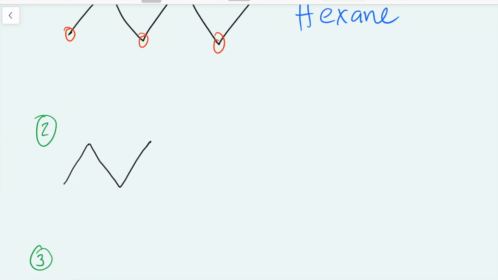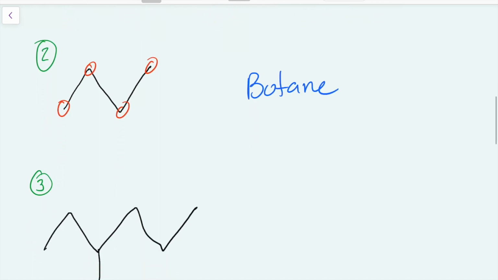Alrighty. Then down to the next one, we can see 1, 2, 3, 4. And we already know that 4 is going to be butane. So let's go on down to the next one.